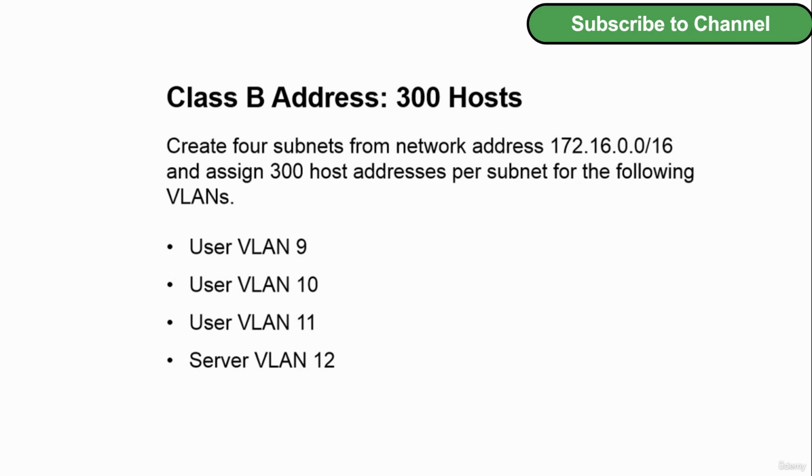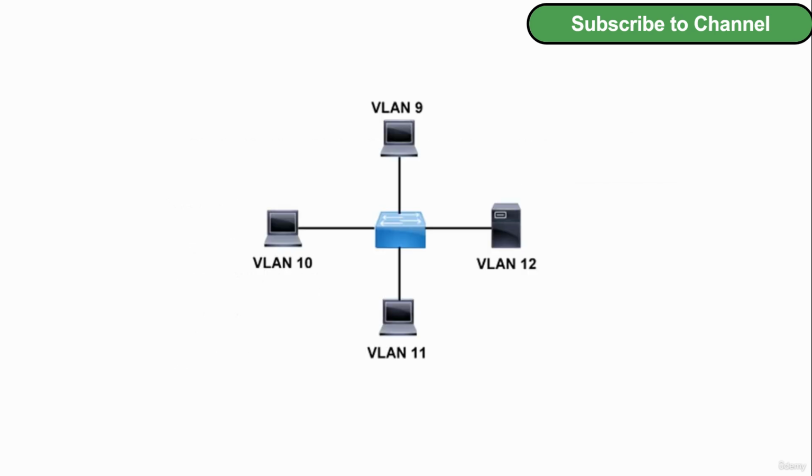I'm just starting 172.16. I could have went 172.16.1.0/24, but I'm just going to start 172.16. Very high level address. And I want to assign 300 hosts per subnet. And there's 3 user VLANs and 1 server VLAN. So there's a server VLAN in this example, but I want 300 hosts available for each. So there's the 3 user VLANs. Those are multiple desktops per VLAN, and there's the server VLAN with a bunch of servers. That's what that denotes.